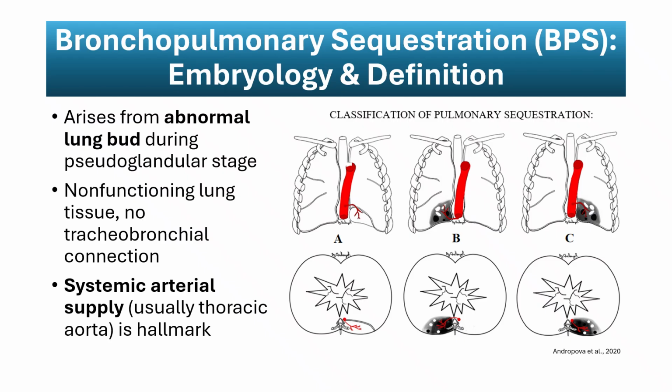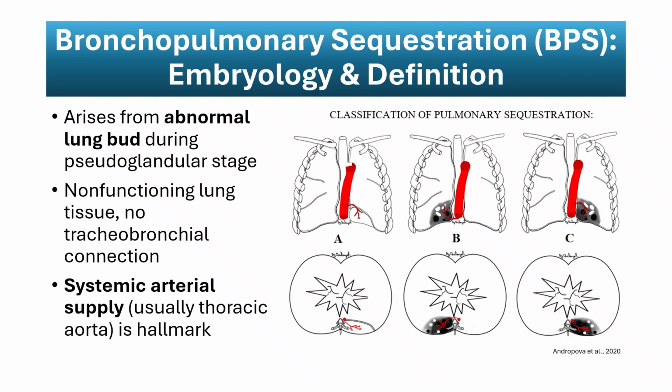Bronchopulmonary sequestration arises from abnormal budding of the primitive lung during the pseudoglandular stage of development. The lesion consists of non-functioning lung tissue that has no connection to the tracheobronchial tree and receives its blood supply from a systemic artery, most commonly arising from the thoracic aorta. The location and type of BPS influence clinical presentation.